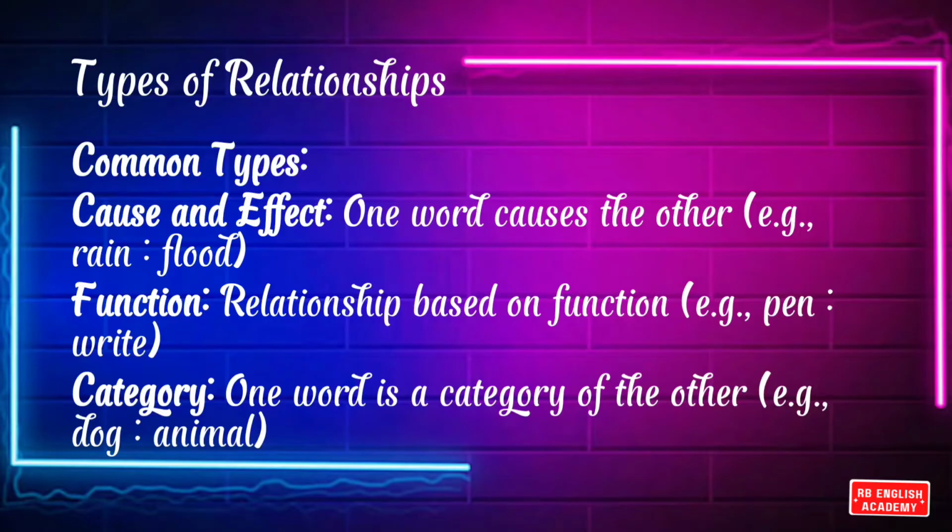And the next one is cause and effect. One word causes the other. For example, rain, flood. So if it is rain, the effect will be flood. And the next one, function. Relationship based on function. For example, pen is to write. And finally, category. One word is a category of the other. For example, dog, animal. So with these types, we can relate the words which are given to us, whether it is in synonyms or antonyms or cause and effect or function or category.